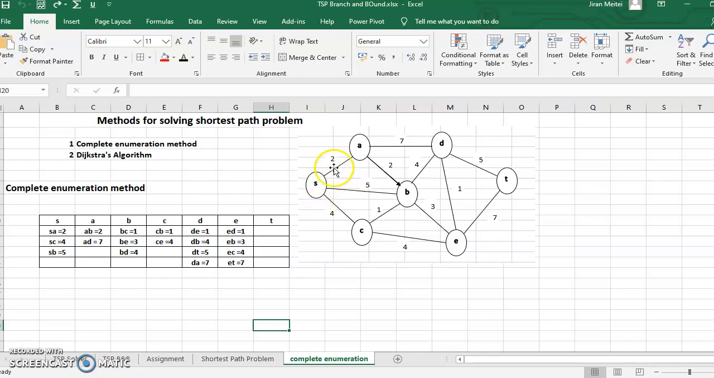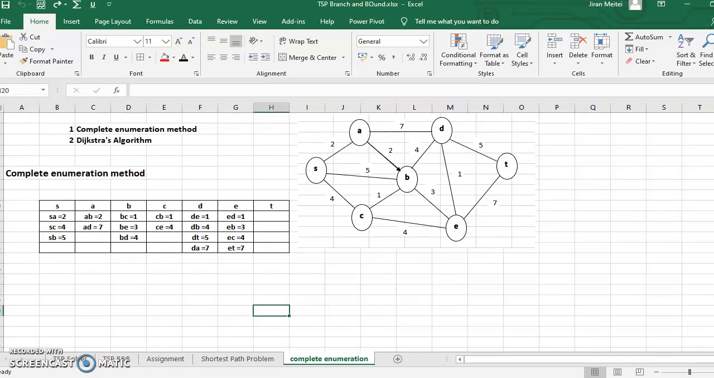To find out the shortest distance from S to T, we need to construct a tree, which we call a distance tree. The first node of the distance tree will be the starting node. You are going to start from S. So you are at S, you are at 0 distance.